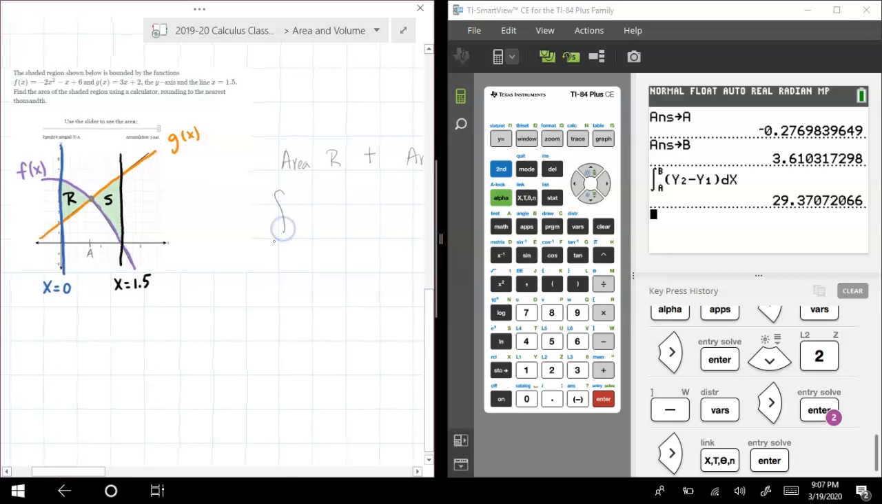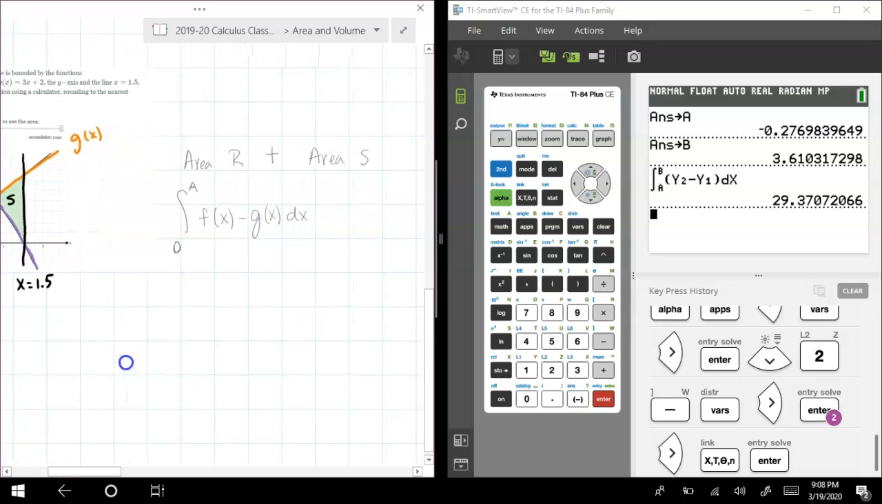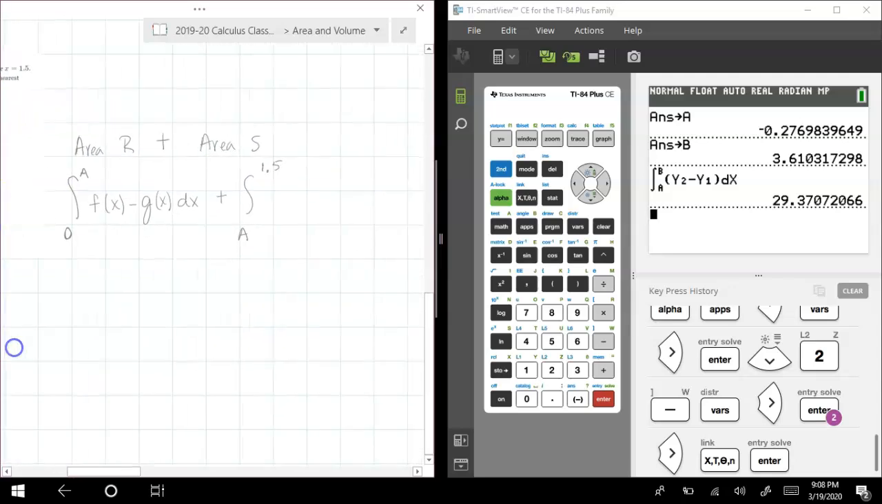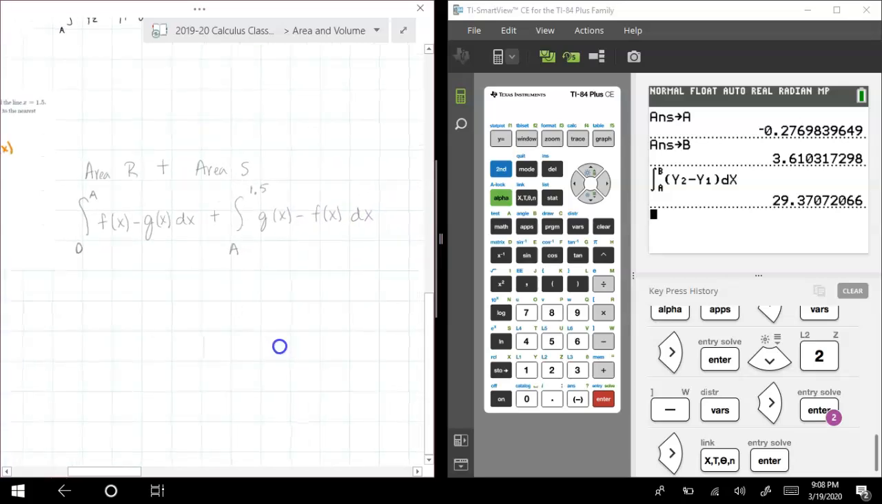So the area of R goes from 0 to A. My top function is f of x. My bottom function is g of x. My integral is in terms of x. The area of S, I'm going to go from that point A to x equals 1.5. And this time, g of x is the top function. F of x is the bottom function. Again, I'm in terms of x.